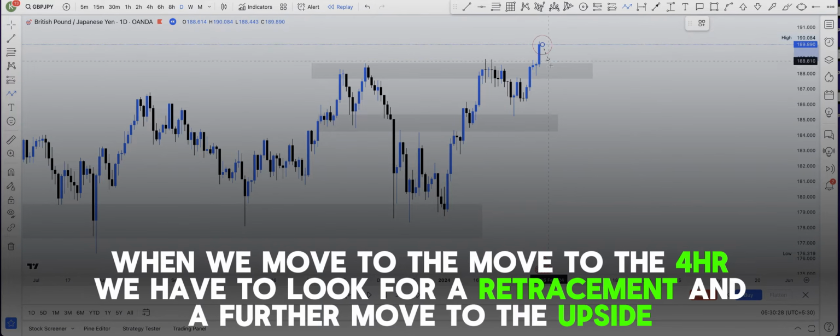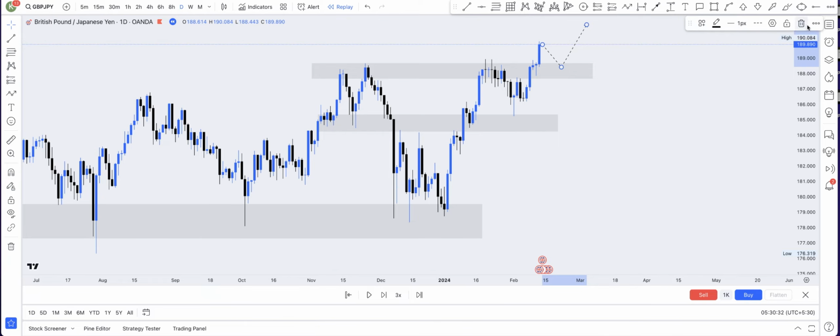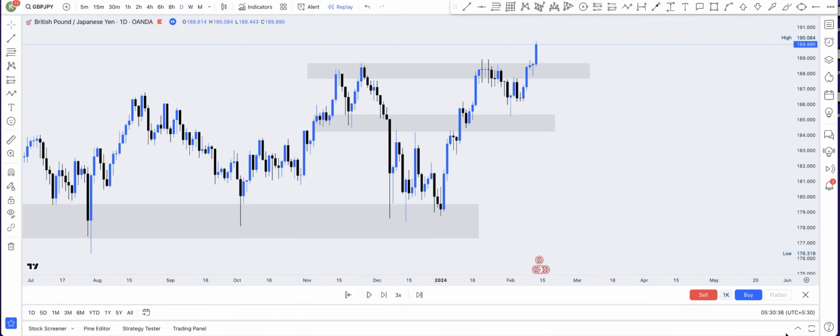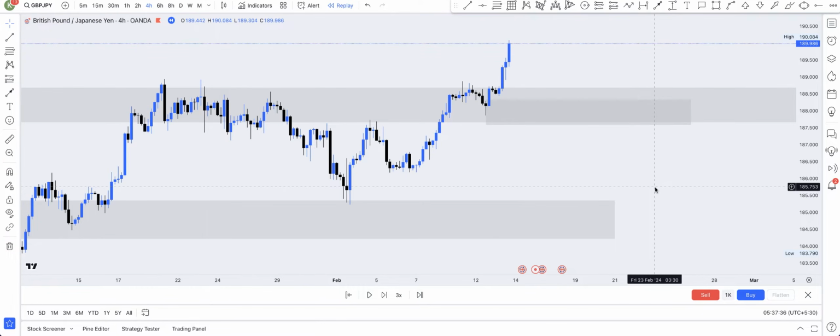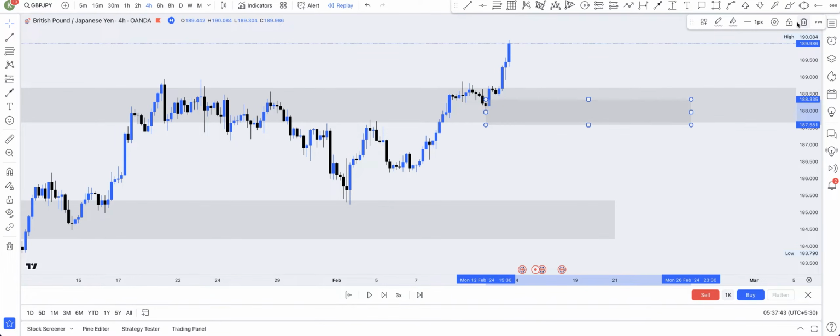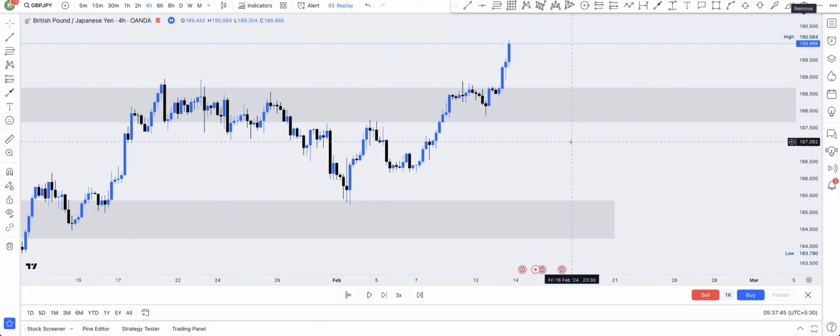4-hour, we have to be looking for a retracement and a further move to the upside. So that is what we are going to do on the 4-hour time frame. So without wasting my time, let's move to the 4-hour time frame. All right, so this is us on the 4-hour time frame. Let me delete here first. We already have in mind that we're only looking for a retracement and a continuation to the upside.